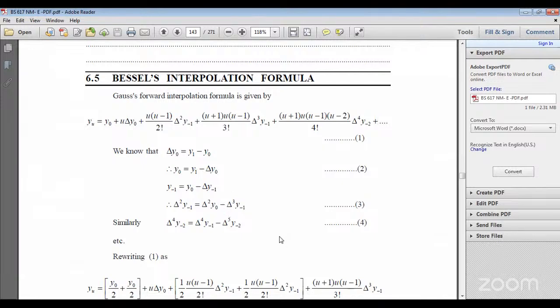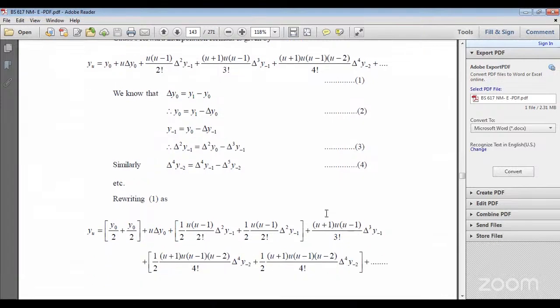Applying the del, del 4 y minus 2 is equal to del 4 y minus 1 minus del 5 y minus 2. So this is the rewriting of this formula here. y u is equal to y naught by 2 plus u delta y naught, plus 1 by 2 into u into u minus 1 by 2 factorial del square y minus 1, plus 1 by 2 into u into u minus 1 by 2 factorial del square y minus 1.